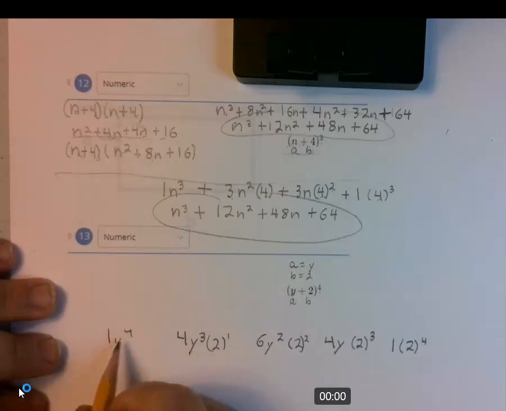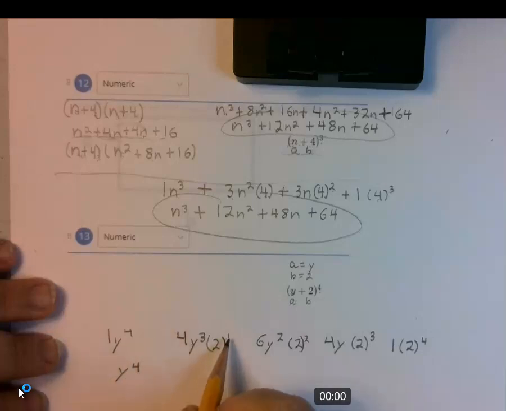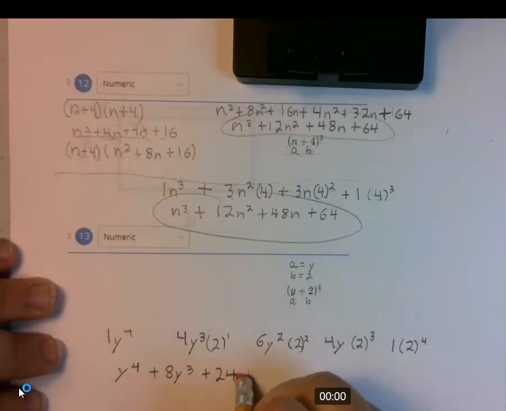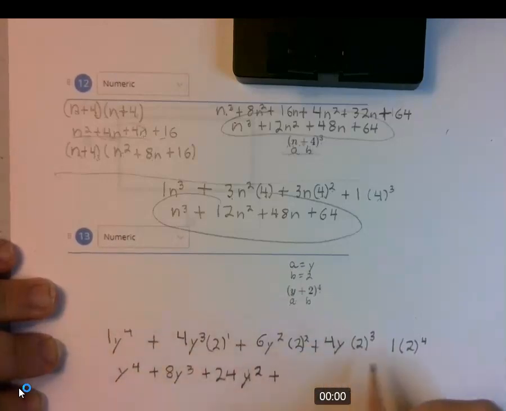So let's clean this up. Get rid of that coefficient; you don't write that. And 2 to the first times 4 is 8. 2 squared is 4 times 6 is 24. 2 to the third is 8 times 4 is 32. And whoops, 24, I didn't write my y squared. And I should have put my plus signs in between. That's why I got confused.